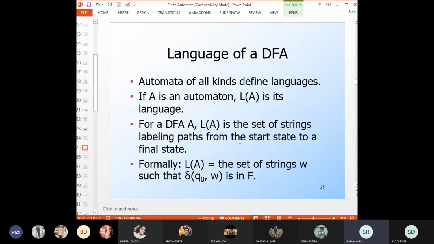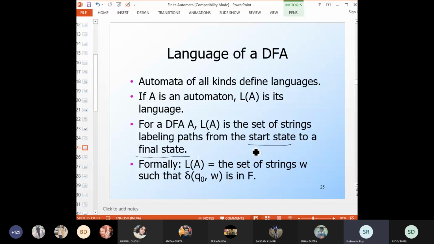Okay. So for a deterministic finite automata A, LA is the set of strings which it accepts. So what are the strings it will accept? What are the conditions? First of all, you have to start from the start state and you have to end in a final state or accepting state. Okay. So two things are important: start state and final state.